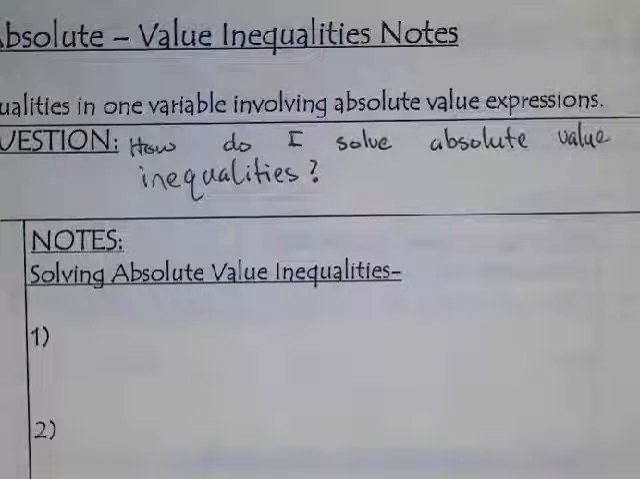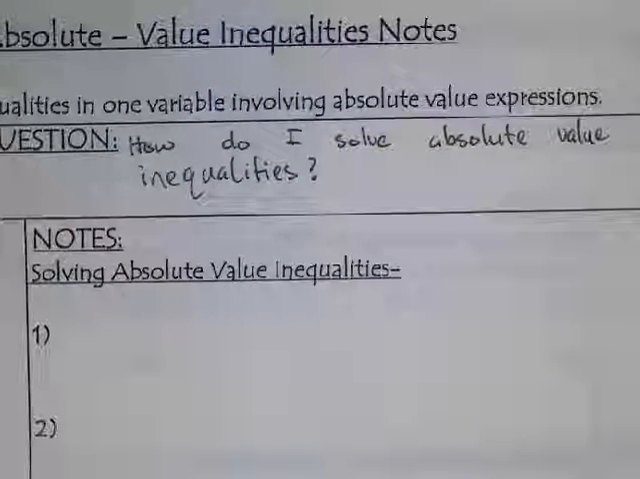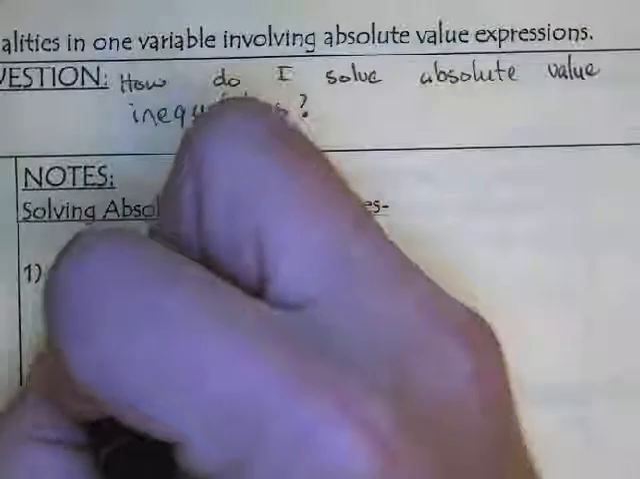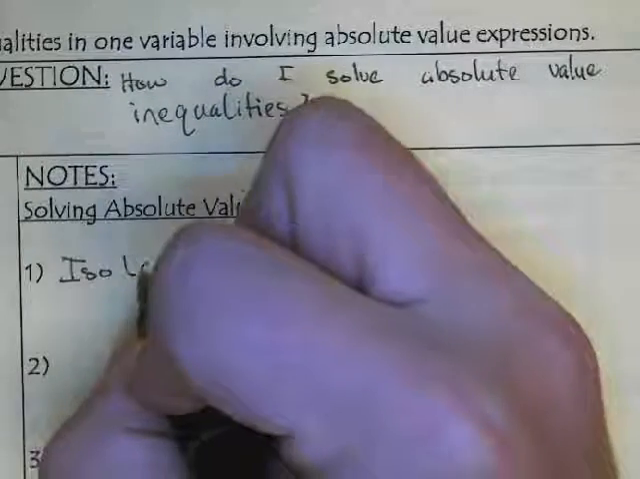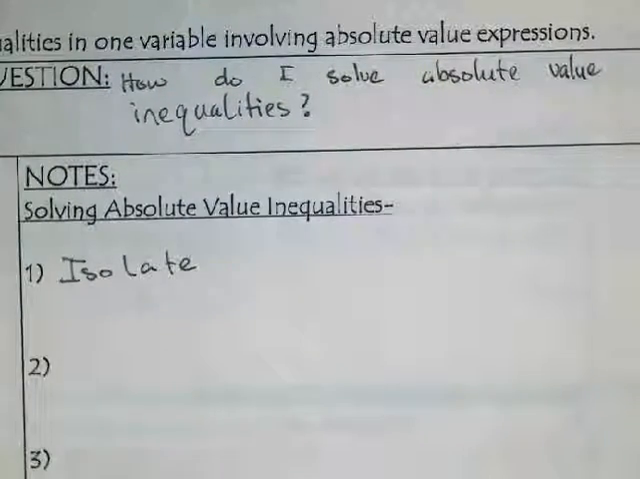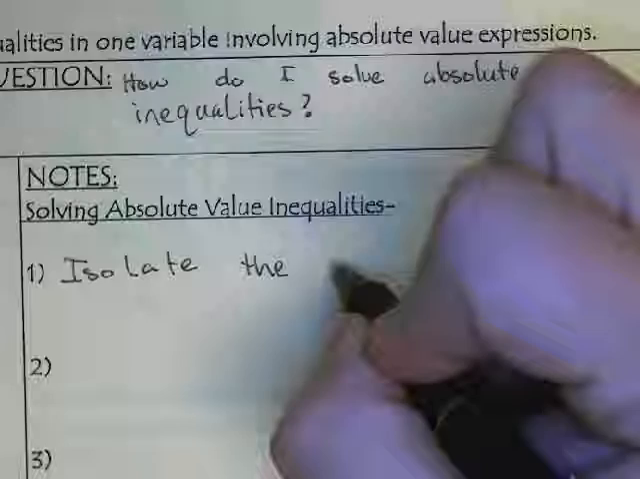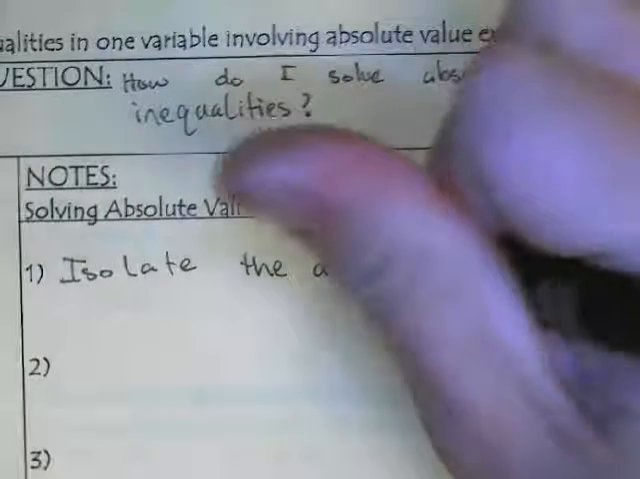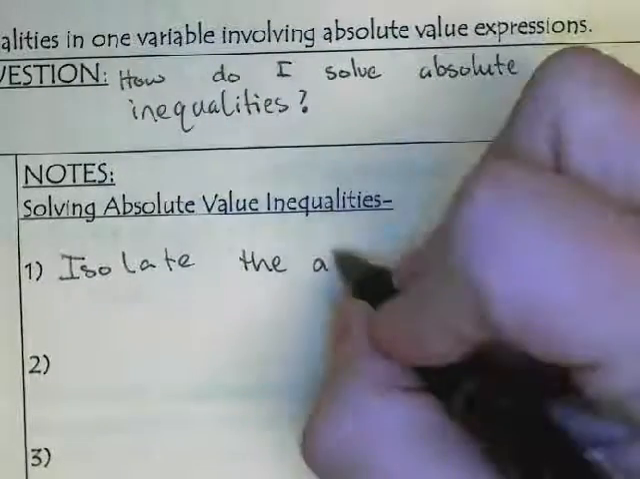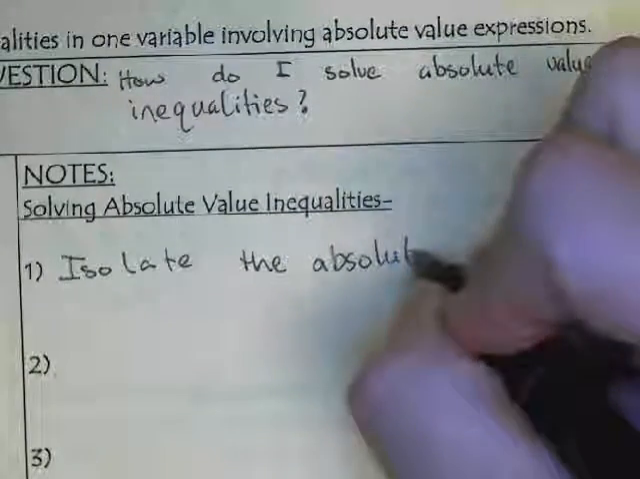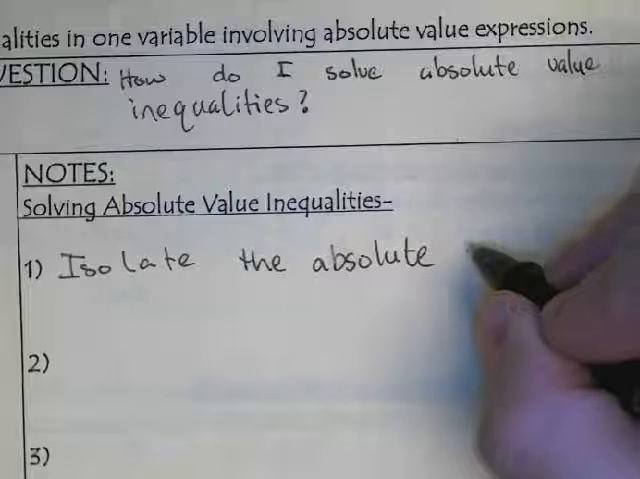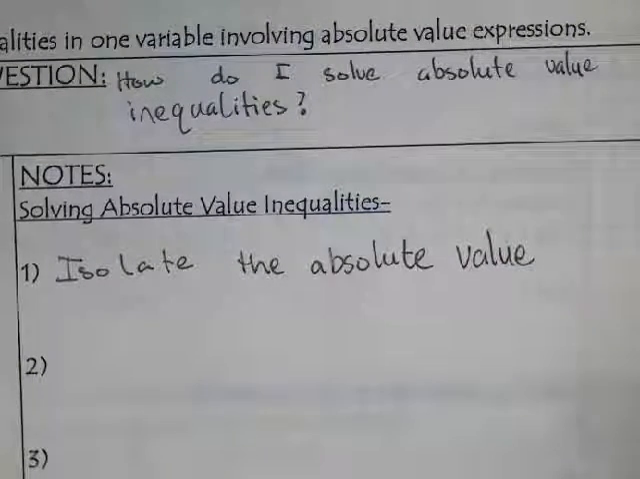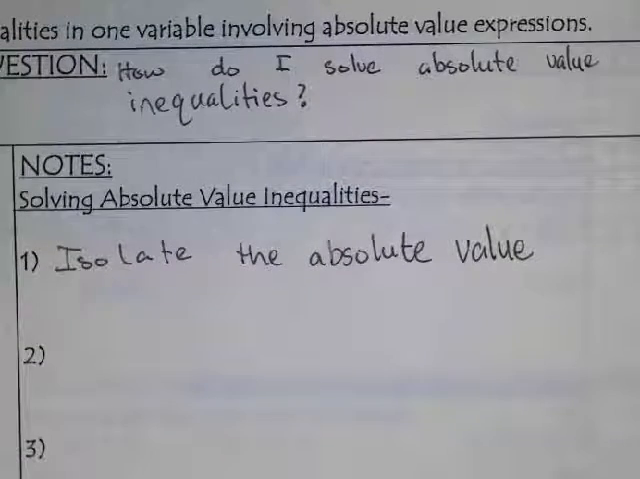So first, our very first step, as we did with the absolute value equations, is we must isolate the absolute value. That's the first thing we have to do. We can't look at any of these other cases until we've isolated the absolute value. So we'll do that first.